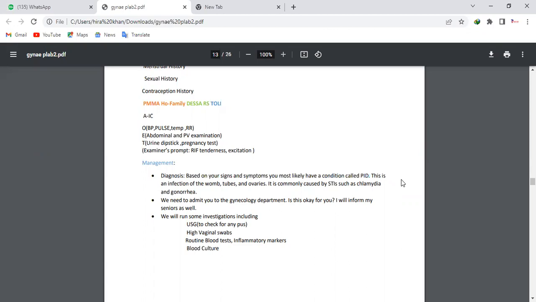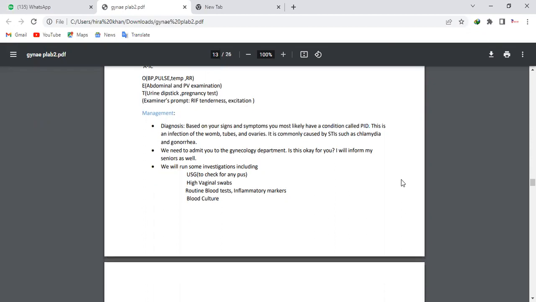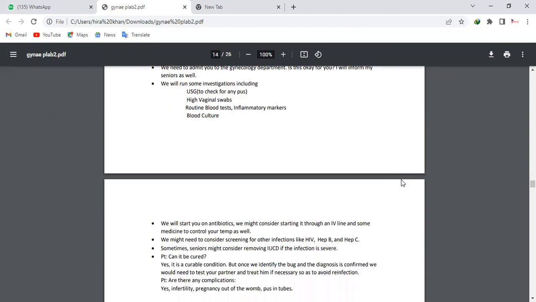It is commonly caused by sexually transmitted infections such as chlamydia or gonorrhea. But right now, we do not know which bug is causing it in you. So we need to admit you under the gynecology department. Is it okay for you? I will inform my seniors as well. We also need to run some investigations, including an ultrasound to check if there is any pus in your womb, some swabs to identify the bug, some routine blood tests, inflammatory markers, and a special blood test to check if the bug is in your blood. All right? Is that okay for you?